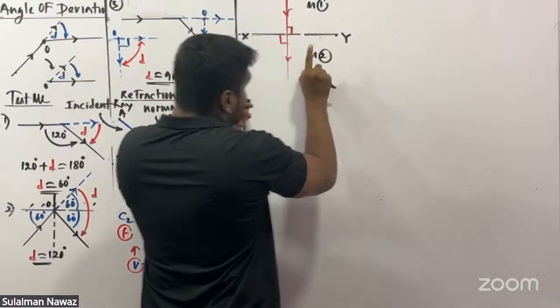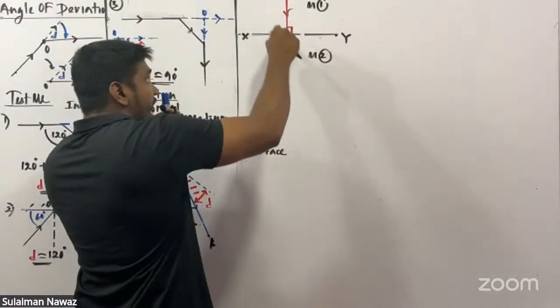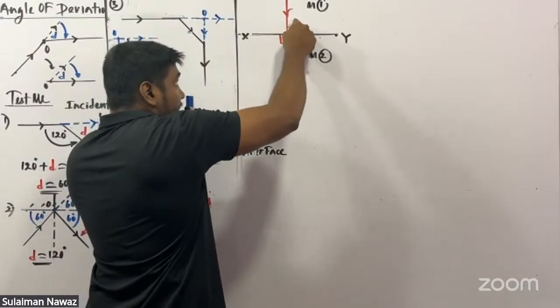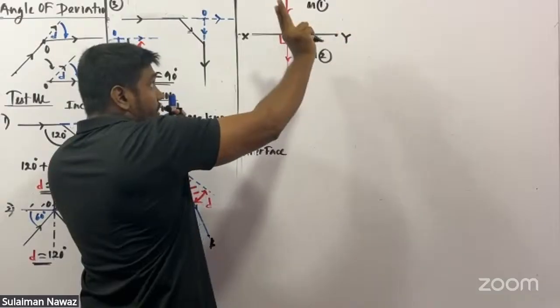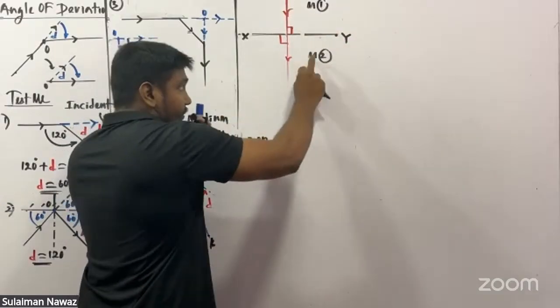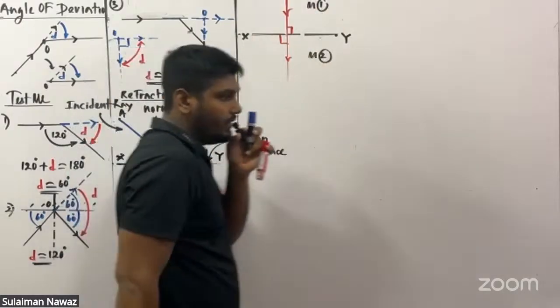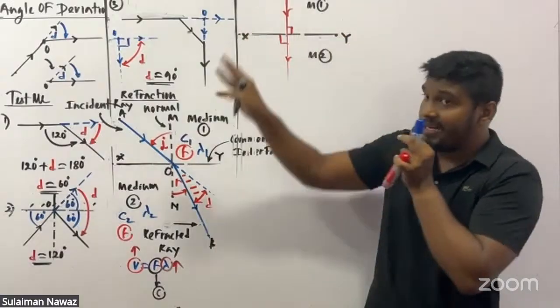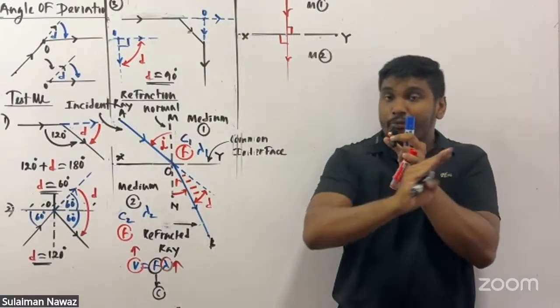Raise your hands. How many of you say that in this scenario, since the path of the light ray doesn't deviate, the speed of the light ray in medium 1 and the speed of the light ray in medium 2 are the same?